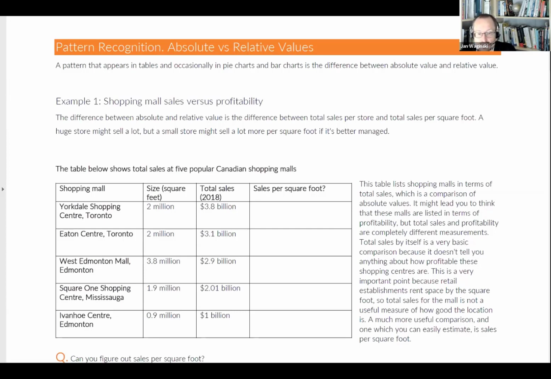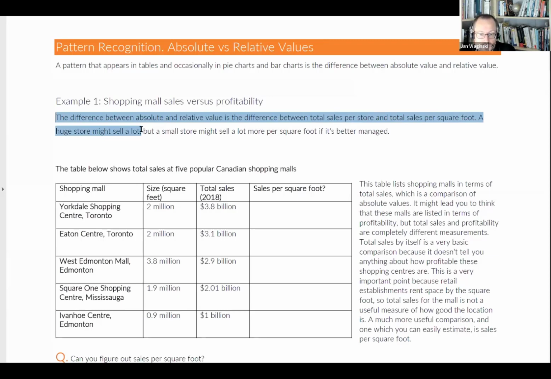So this doesn't come up just in tables. It comes up in pie charts, it comes up in bar charts. It's just often easier to spot in a table. Okay, so this is not an IELTS example, but it'll help us understand what we're talking about. So this table shows the difference between shopping mall sales versus profitability. So the difference between absolute and relative value is the difference between total sales per store and total sales per square foot.